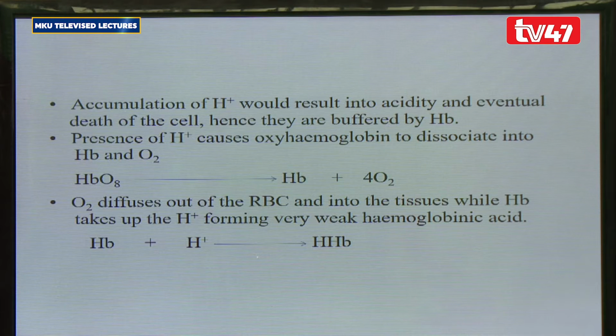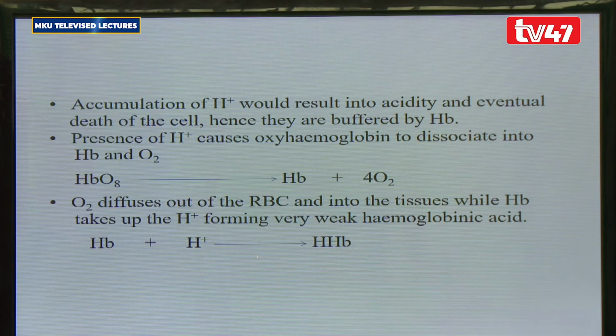When the red blood cell becomes acidic, that can lead to the death of the red blood cell. So we need the hydrogen ions formed from the carbonic acid to be taken care of, to avoid the cell becoming too acidic and dying. So now the hydrogen ions are buffered by hemoglobin.